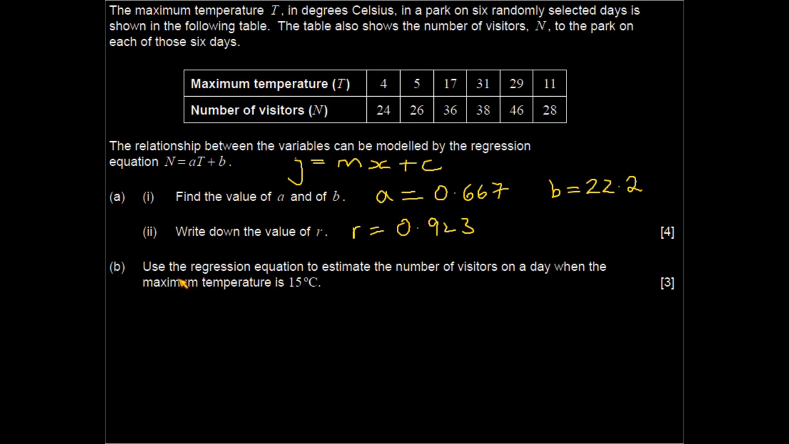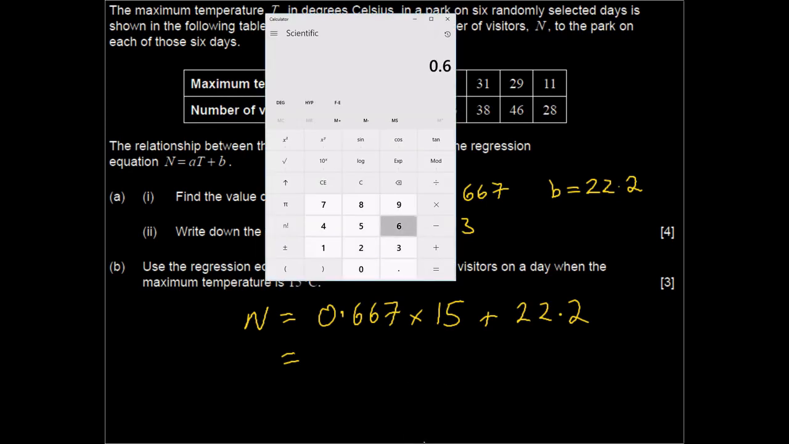Part C says use the regression equation to estimate the number of visitors on a day when the maximum temperature is 15 degrees C. So because we've got the information for the equation now, all I need to do is substitute the values in, including 15, to work out what n is. So n is going to equal A, which is 0.667, multiplied by the temperature, which is 15, and then plus B, which is 22.2. So I can take my calculator, stick those values in, so I can get 0.667 multiplied by 15, and then add 22.2, which gives me 32.205.